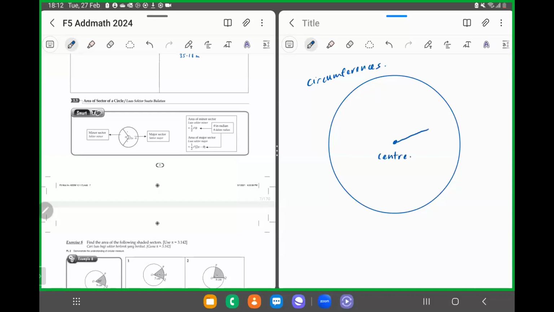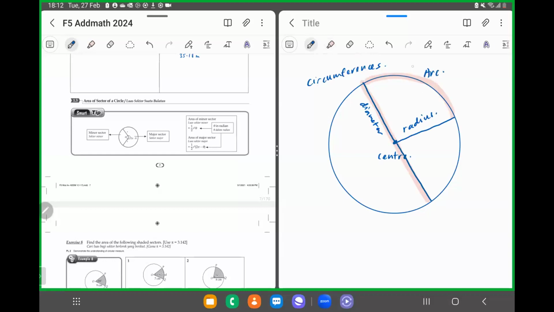So from the center, you join it and touch the circumference. This one we call the radius. And then if I have a line from the circumference to the other side, passing through the center to the other side, this whole line we call the diameter. Still remember, huh? Diameter. Okay, and then part of the circumference, this curved line, we call an arc, A-R-C.